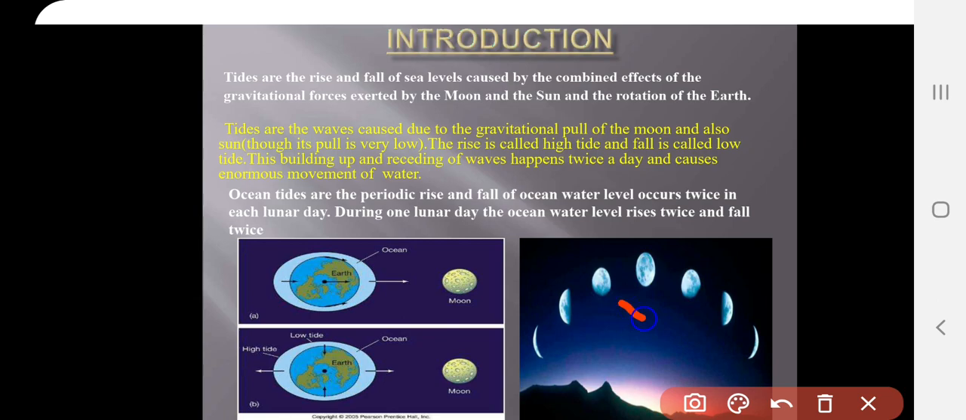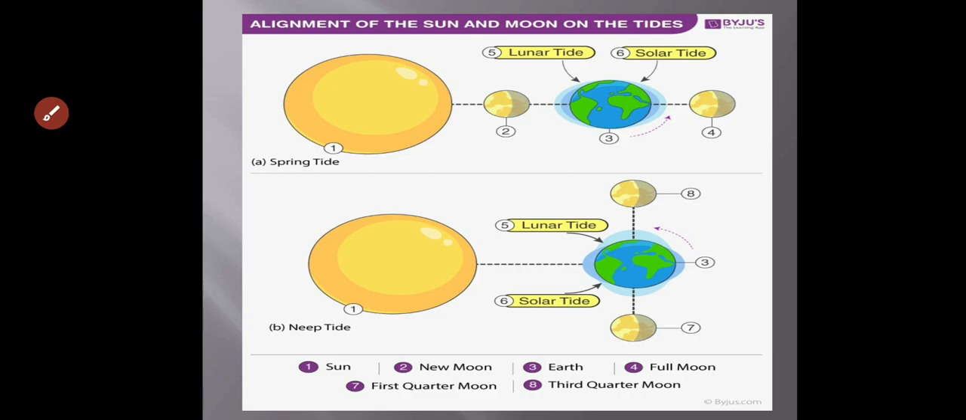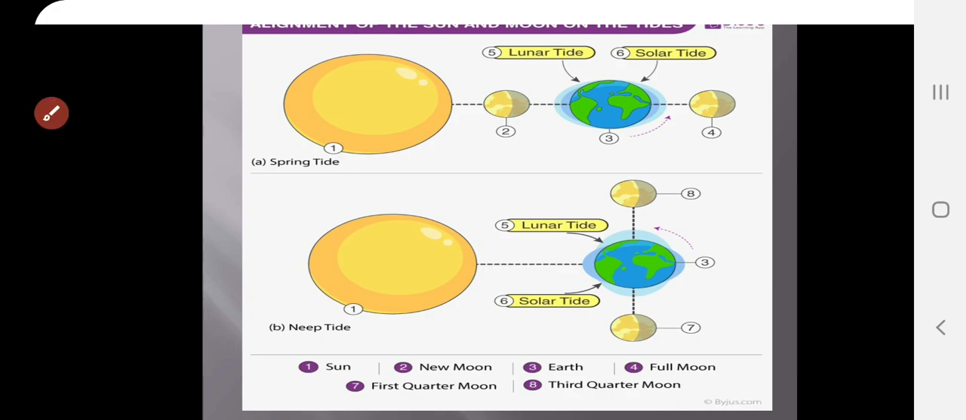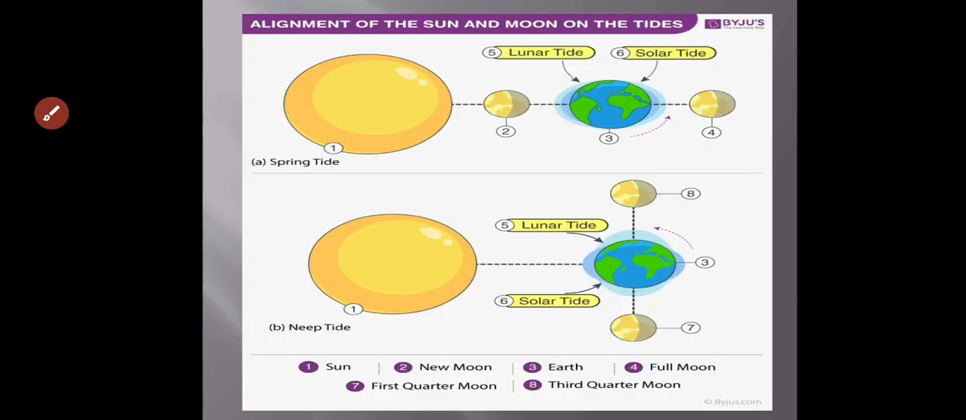This diagram shows the position of the moon during the month, and with respect to the position of the moon, tide occurs. Next we will go to this figure. This figure shows the alignment of the sun and the moon on the tides.